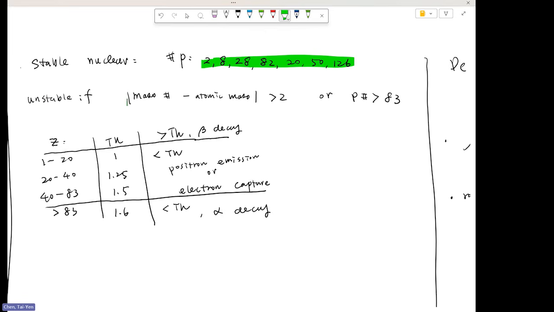But more importantly, how do you know it's unstable? You calculate the difference between your mass number and your real atomic mass. You get the atomic mass from your periodic table, and you get the mass number from your atomic symbol. If the difference is larger than 2, then it is not stable and will undergo radioactive decay. The other criterion is if your proton number is larger than 83, then it undergoes radioactive decay.